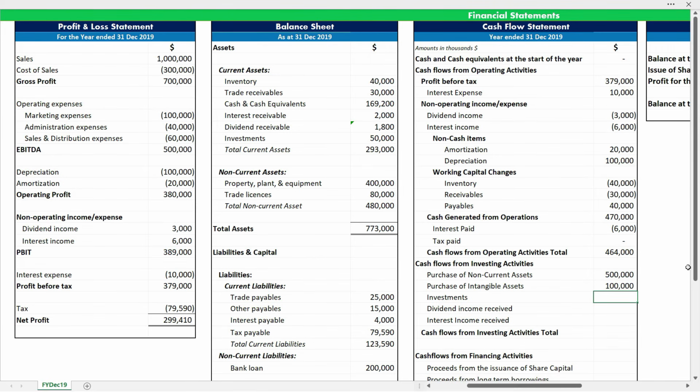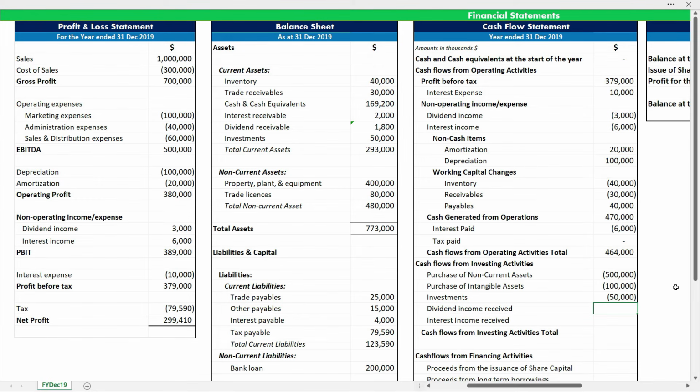Now let us talk about my investments. So if you look at my balance sheet here on the top side, my investments are $50,000, which means that we must have invested $50,000. So this is going to be $50,000. And by the way, I'm so sorry, this purchase is going to be a negative value because it must be a cash outflow. Similarly, it must be a cash outflow, and this investment is also a cash outflow.